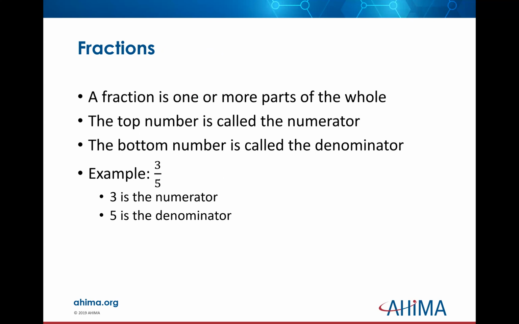Fractions are basically one or more parts of a whole. So if we split something in half, it has two parts, and the number of those parts is the top number, called the numerator. The bottom number, of course, is the denominator, and these can run the gamut. Here it is 3/5. 3 is the number of parts, which in this case is split into 5, a denomination of 5, if you will.